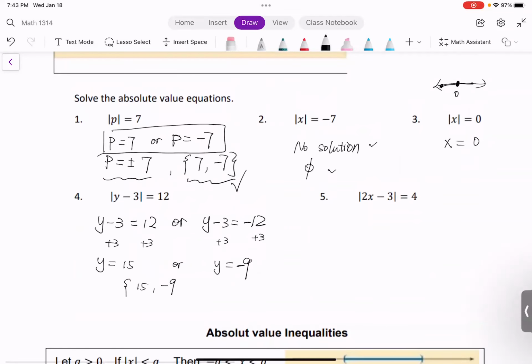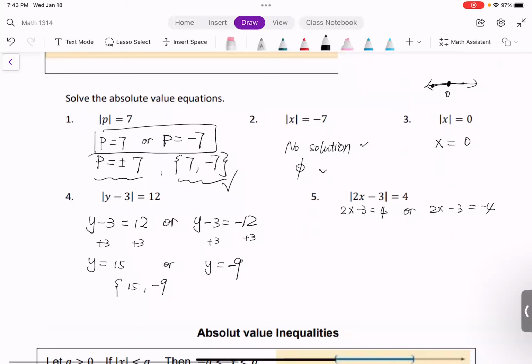Okay, so next one, absolute value of 2x minus 3 equals 4. That means everything in the absolute value, 2x minus 3 equals positive 4, or 2x minus 3 equals negative 4. So solve these two equations. Add 3 to both sides.